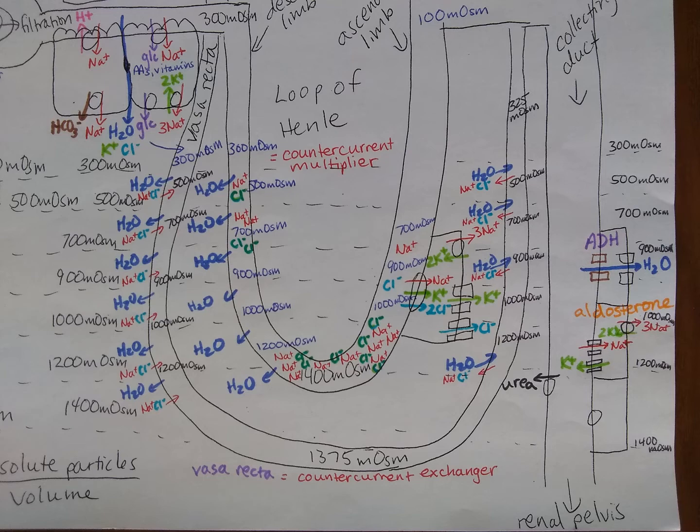And if ADH is present, which it will be if your blood pressure and blood volume are too low and you're secreting aldosterone, you're also going to be secreting ADH. So if you're reabsorbing sodium ions, water is just going to follow those sodium ions. And so aldosterone will trigger an increase in blood volume and blood pressure that way.